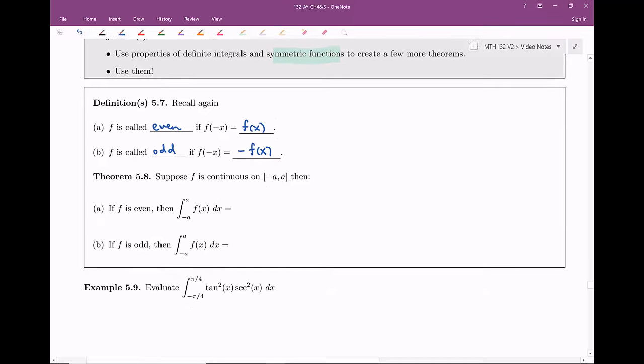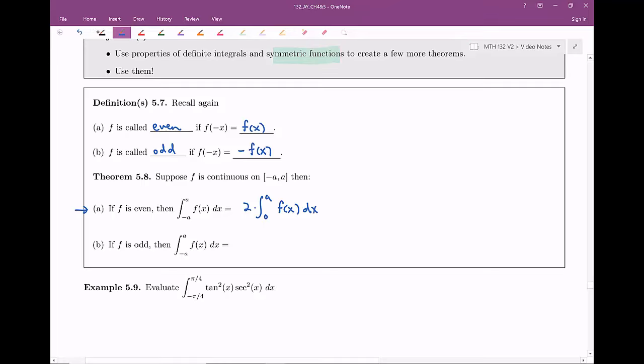The way we do this, part A: if we have an even function, and suppose that we are integrating from negative some value, a, to some other value, a. Well, then in this case, this will be the same as if you just integrated from 0 to a for our function, and then you doubled it. So we did 2 times the integral from 0 to a.